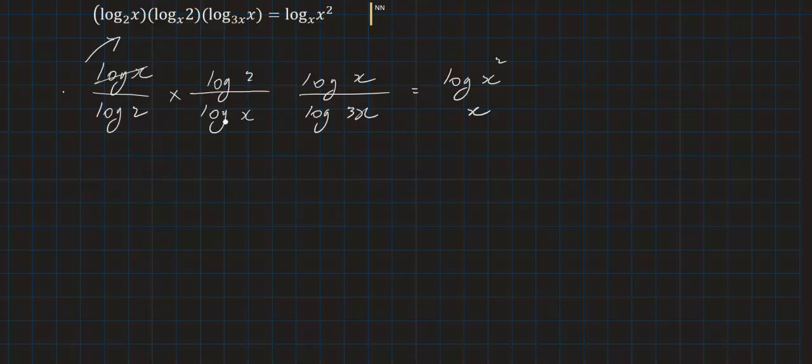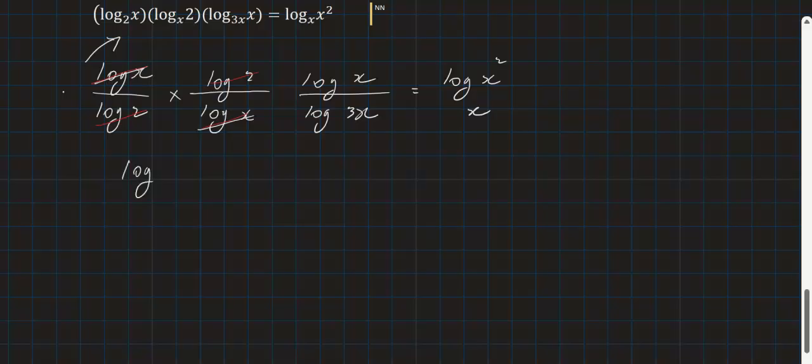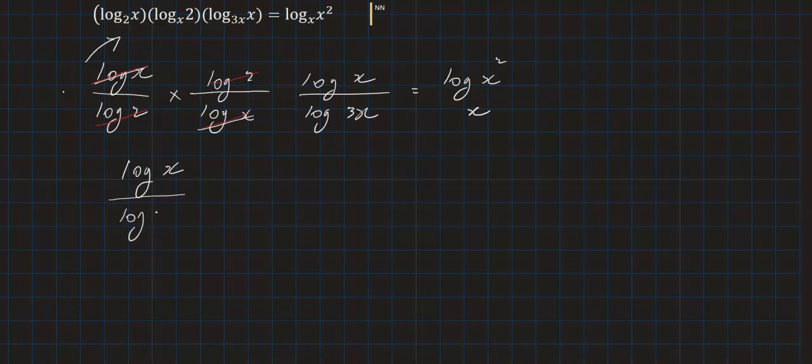Log of x divided by log of x is 1. Let me change the color. Log of 2 divided by log of 2 is 1. So on the left hand side, we're going to have log of x over log of 3x equals 2.